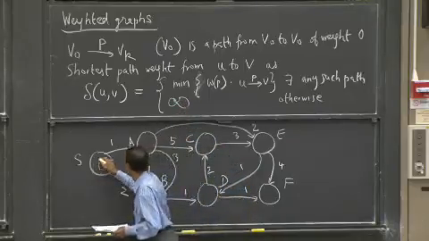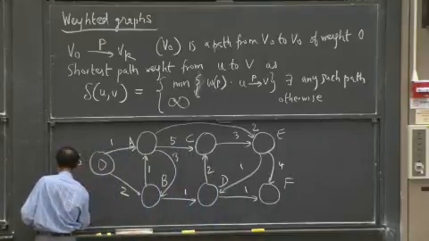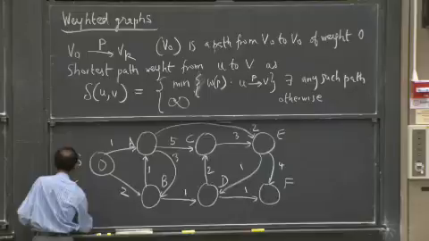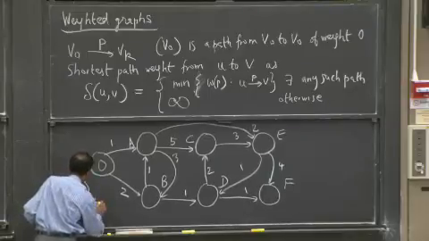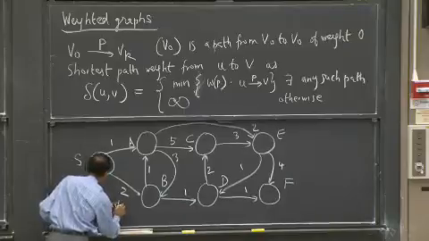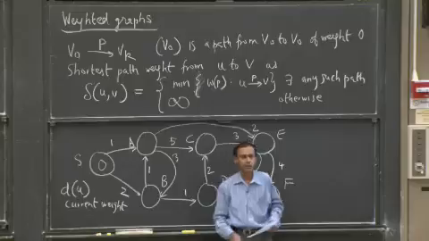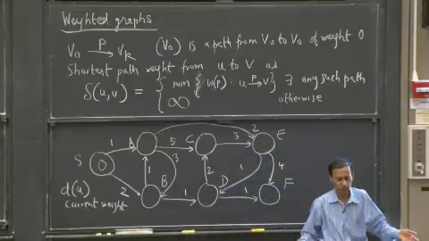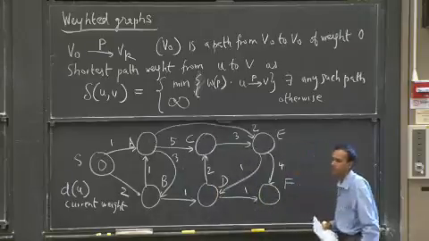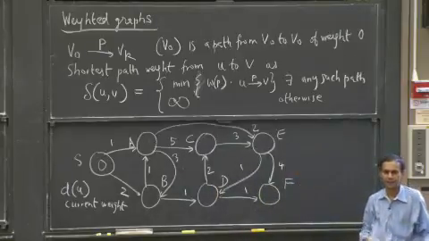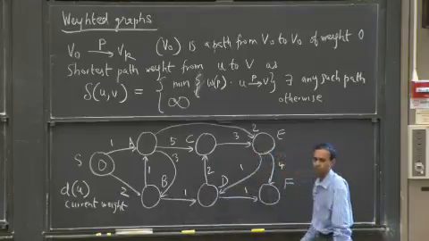So I'm going to say that the numbers inside each of these vertices, d of u, is the current weight. And so initially, I'm going to start with d of s being 0, because that's the source. And all of these other ones are going to have infinity for their d of v's. So d of a is infinity, d of b is infinity, etc.